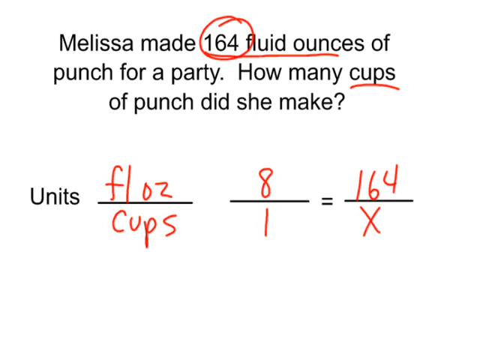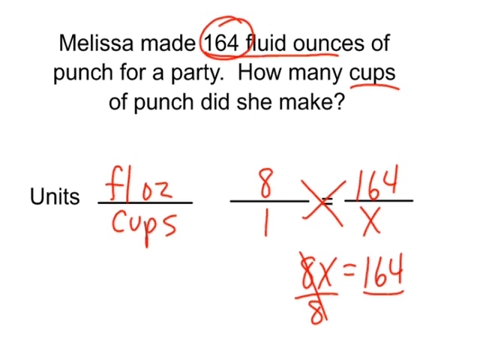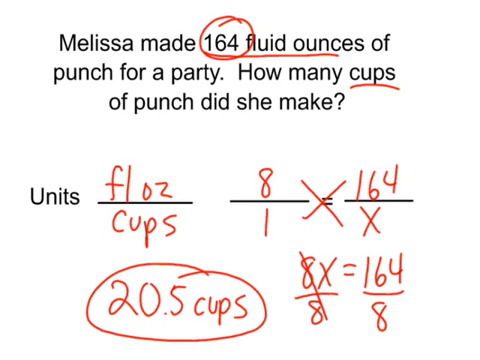So we've got to do a little bit more work on this one. 8 times x would be 8x. 1 times 164 is 164. So we've got a one-step equation. We divide each side by 8. Now 164 divided by 8 is not a whole number. It comes out to 20.5. So our answer then, how many cups of punch did she make? She made 20.5 cups of punch. All right, let's do one final problem.